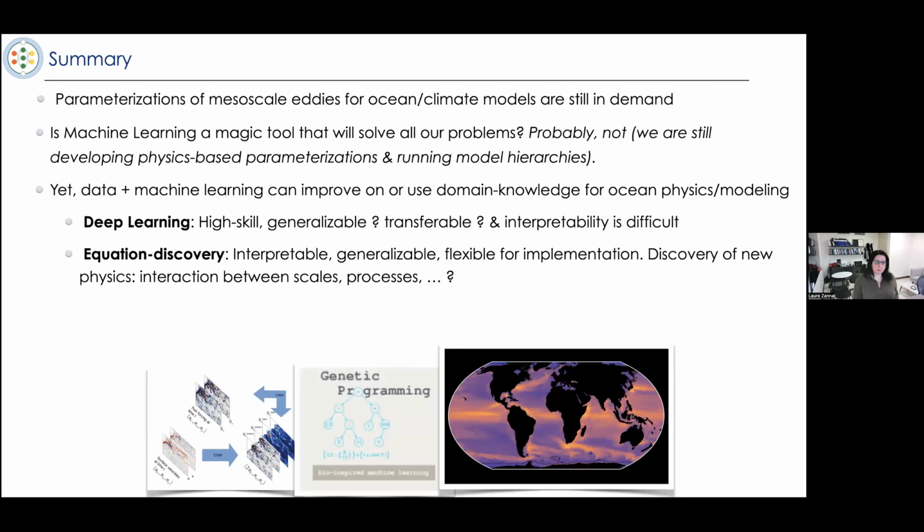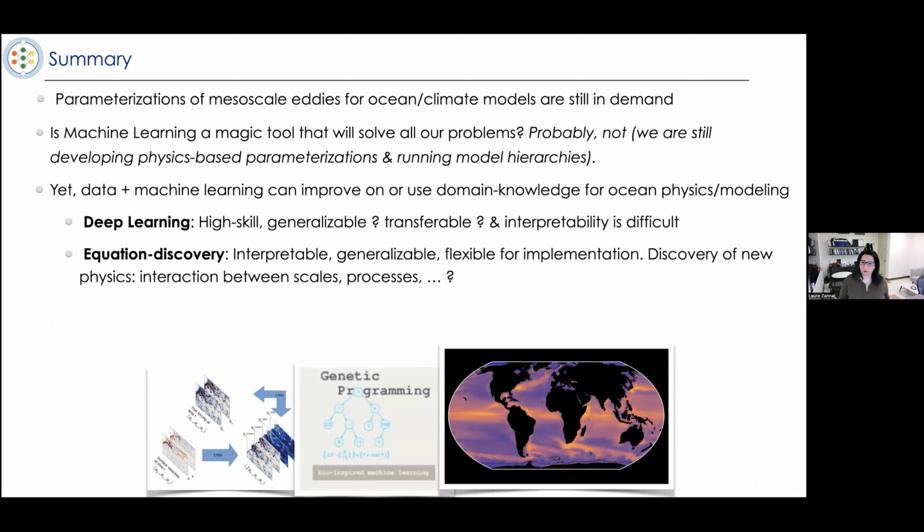So let me wrap up, and hopefully I gave you a bit of a flavor. With this audience, I don't really need to argue why parameterization of eddies is still in demand. You've heard many talks, and I'm sure you're going to hear more today and tomorrow. Our question was, can we use data and machine learning to actually improve upon what we've done so far? So it's not magic, right?